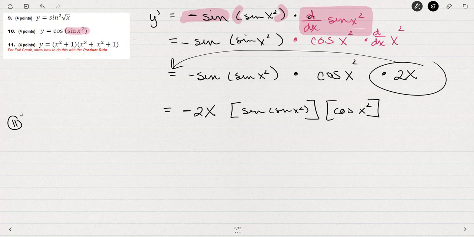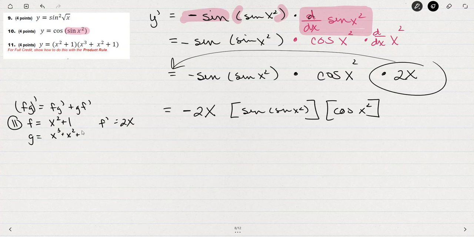For number 11, using the product rule, I'm going to start by stating the rule. (fg)' is fg' plus gf'. So the product differentiated is the first factor times the derivative of the second factor plus the second factor times the derivative of the first, where the first factor is x squared plus 1 and its derivative is 2x. The second factor is x cubed plus x squared plus 1 and its derivative is 3x squared plus 2x.